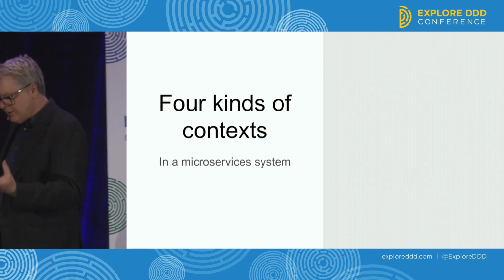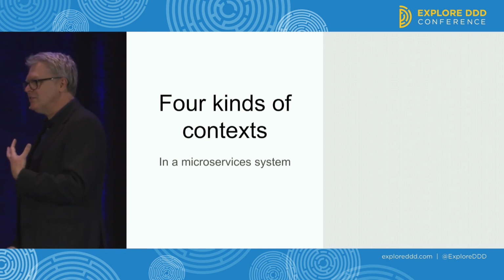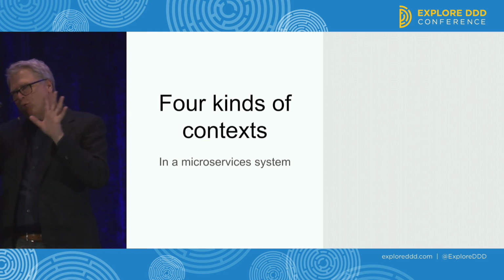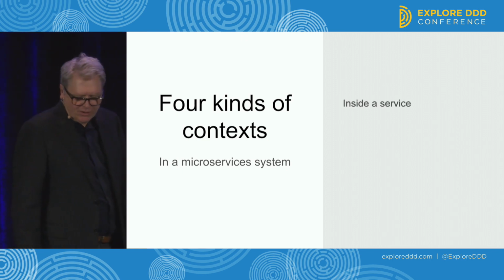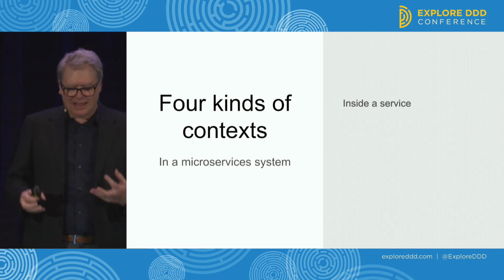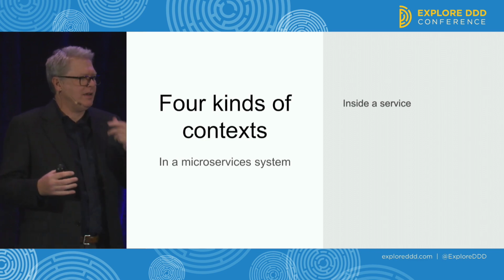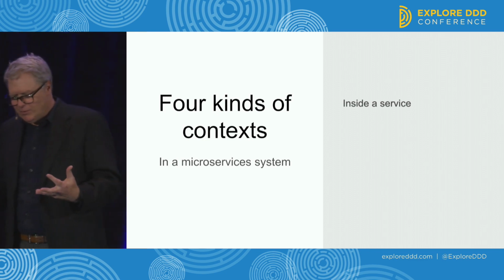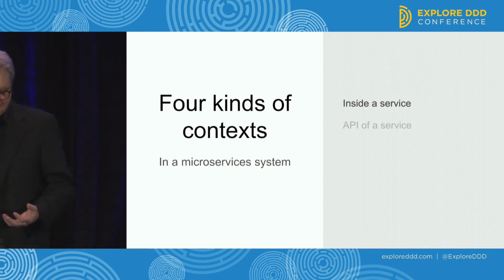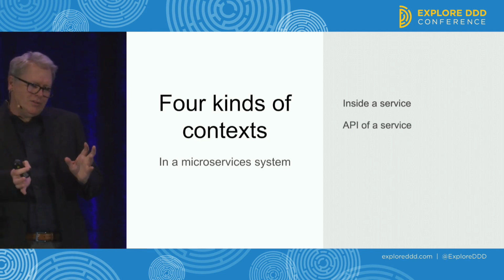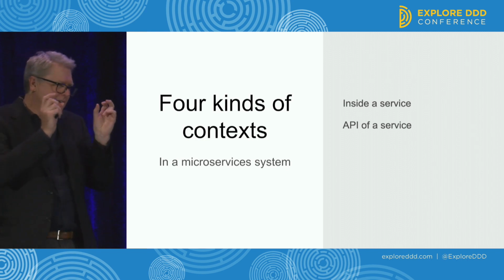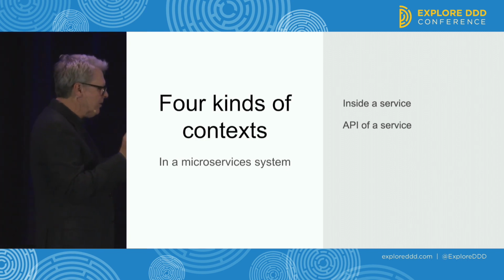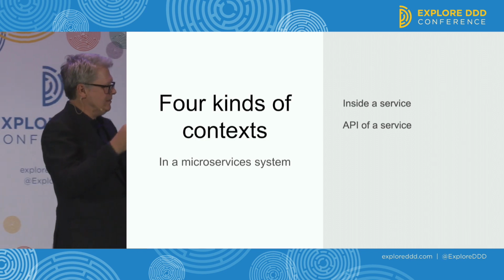So if you look at microservices, or when I look at it, I sort of see that there are four kinds of context there. There's the inside of the service, and that's totally like what they say. Everything's, well, it's usually. But then there's the API of the service, the way the service is talked to by other things. And you could say that's a distinct place where you could have context.